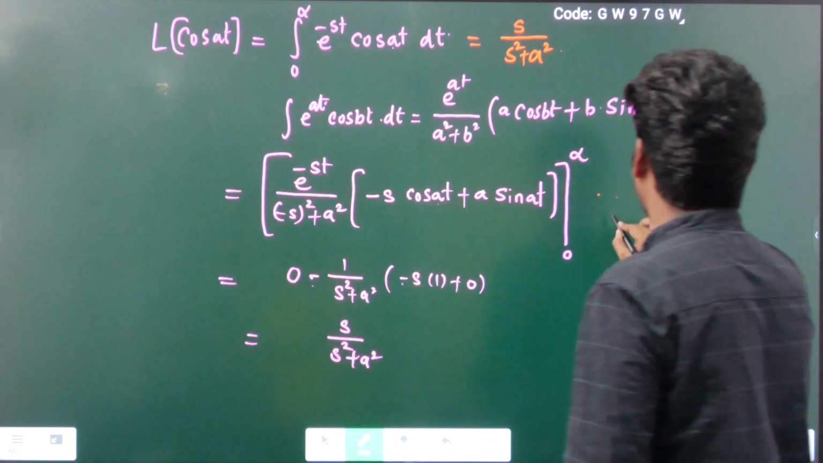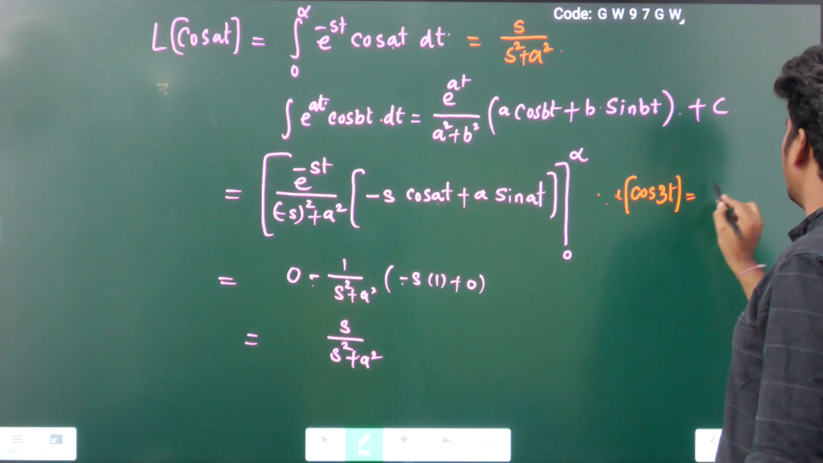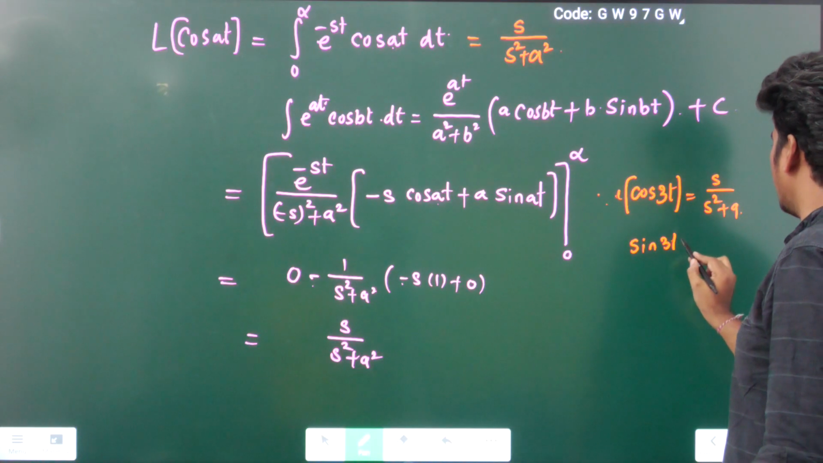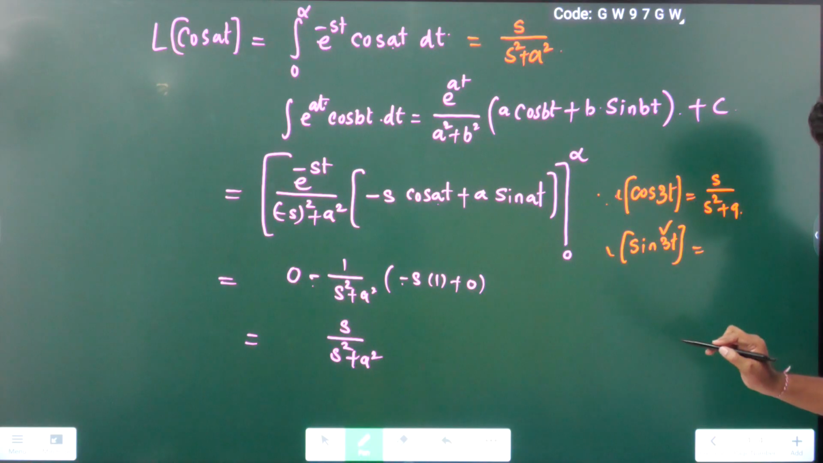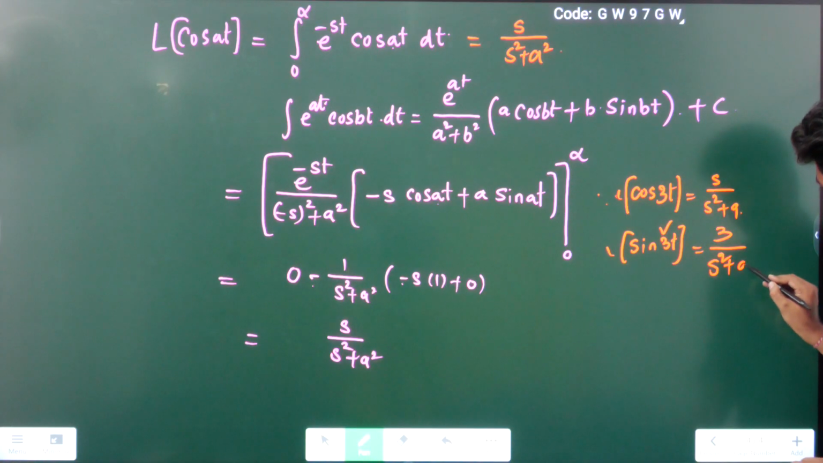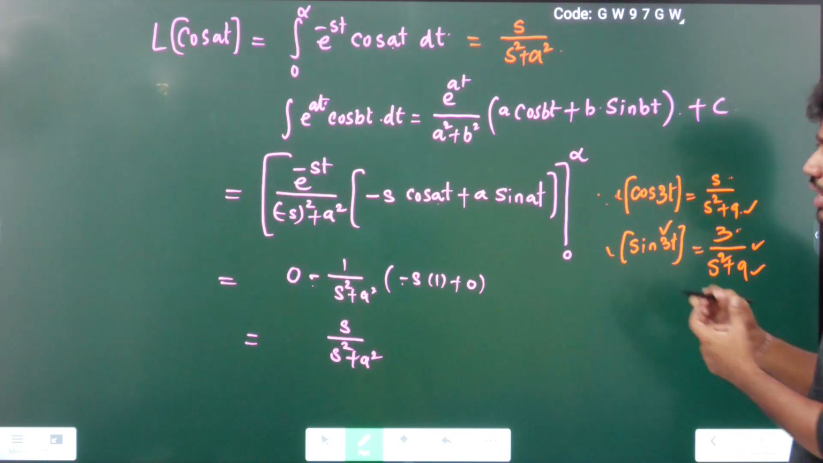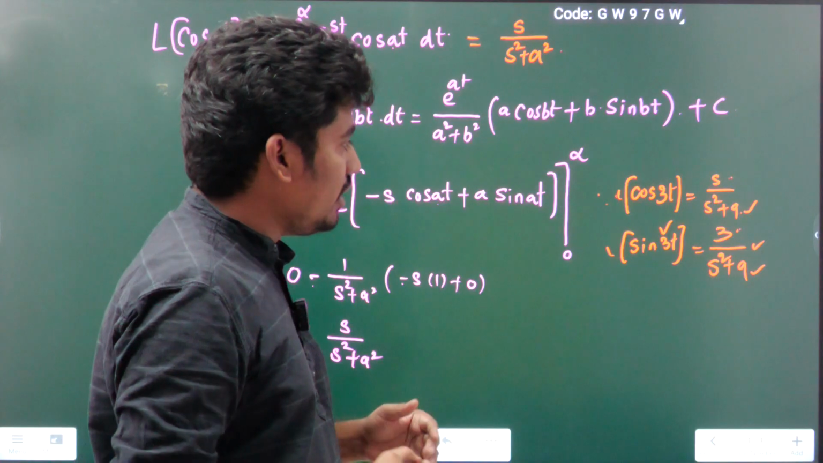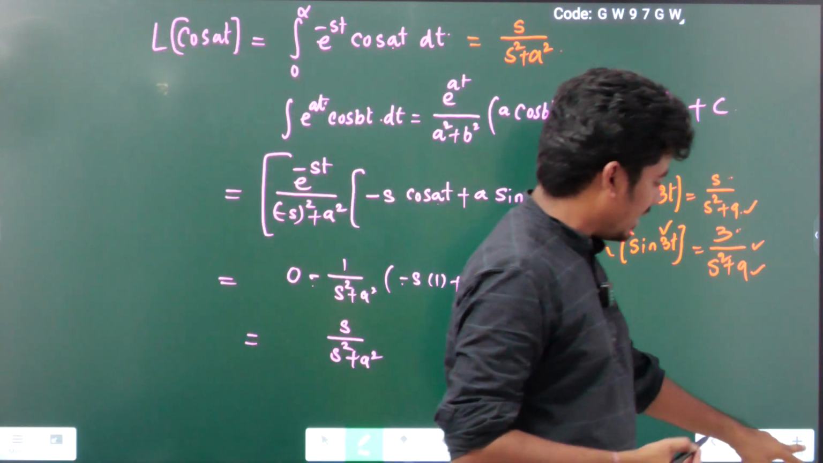If the examiner asks for the Laplace transformation of cos of 3t, it is s by s square plus 3 square, which is 9. For sin of 3t it is different: the numerator is a constant, here 3, so it is 3 divided by s square plus 3 square, which is 9. The denominators are similar but the numerators always change. For cos you get s as the numerator; for sin the numerator is the constant, the coefficient of t. These three standard formulas are completed.